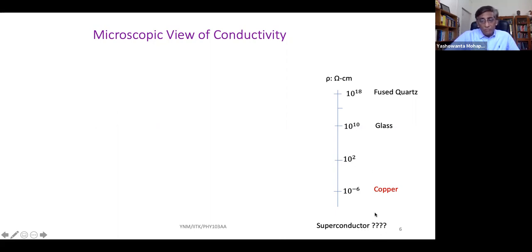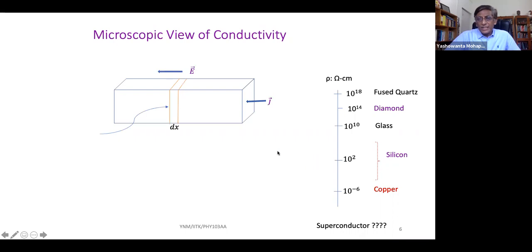But of course we have superconductors, which have zero resistivity. I'll discuss this later in this chapter, a little bit of electrodynamics of superconductors. 10 to the power 14 is diamond. And what about silicon? Silicon, of course, is a semiconductor. It can vary depending on the composition and the impurities in it.